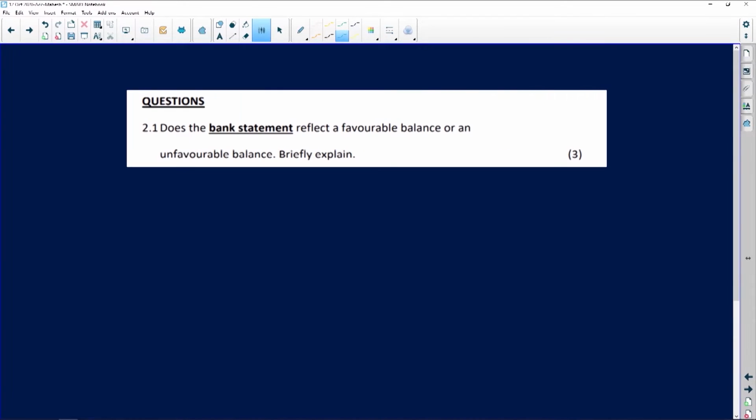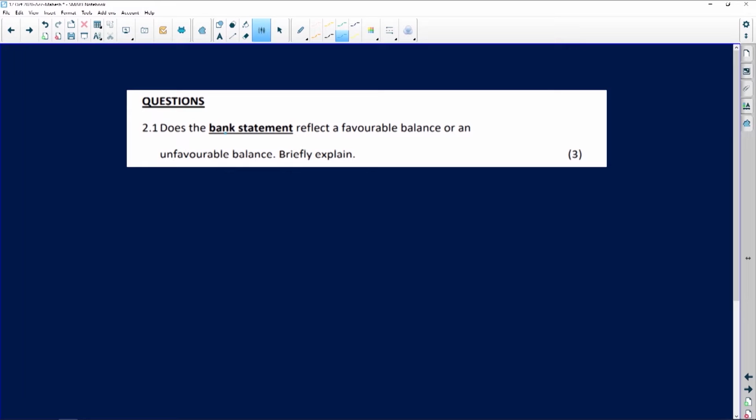Now, instead of making you prepare a bank reconciliation statement, nothing stops the examiner from giving you a bank recon and then asking you questions about the actual recon. So please make sure, remember, accounting is not just about preparing financial statements or preparing financial records. It's also about analyzing financial records. So that's what we're doing here. We are analyzing this bank recon. So let's get started with our first question.